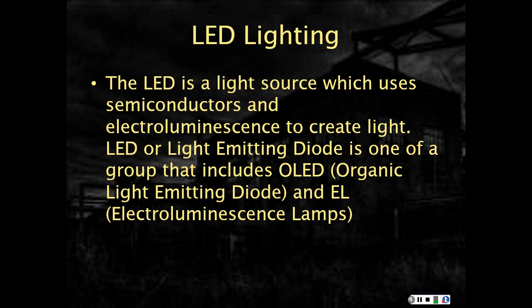So this final section is LED lighting. This has really made huge strides in the last 4 or 5 years. It's still an area of lighting that's got major changes going on. Basically, an LED is a light source which uses semiconductors and electroluminescence to create light. LED stands for light emitting diode, and is one of a group that includes OLED, organic light emitting diode, and EL, electroluminescence lamps. So that's the basic category.